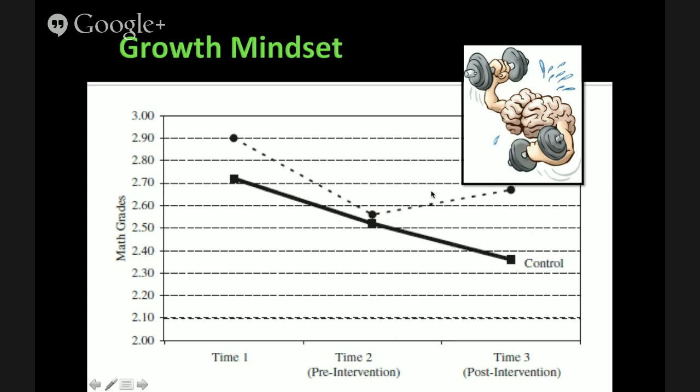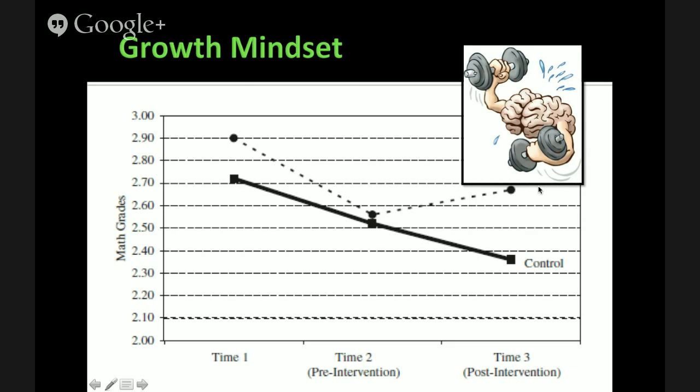But here, after time point two, she taught them what she calls the growth mindset. It's not that you're bad at math. It's not that you are naturally bad at math. It's that you're just unpracticed, that you just need to practice more. And so what happened was when she taught these kids that it's not that they're inherently bad at math, it turned their trajectory around. And look, they went up like this.